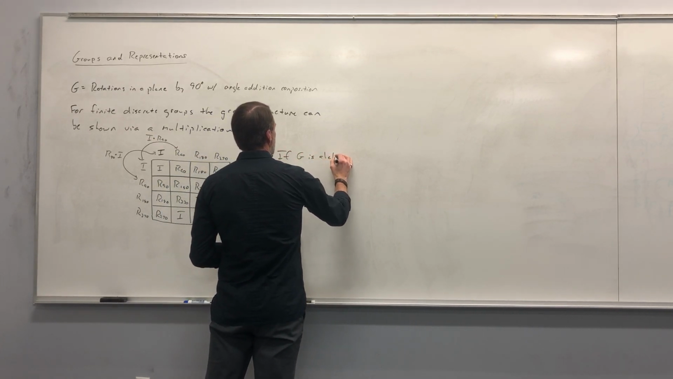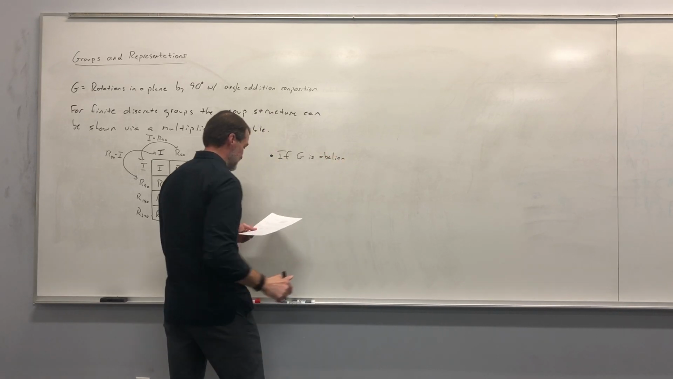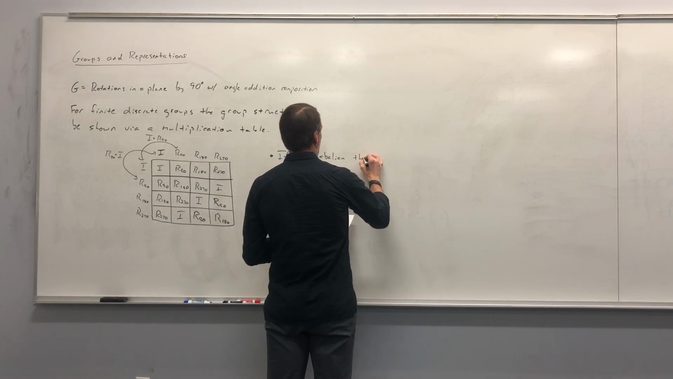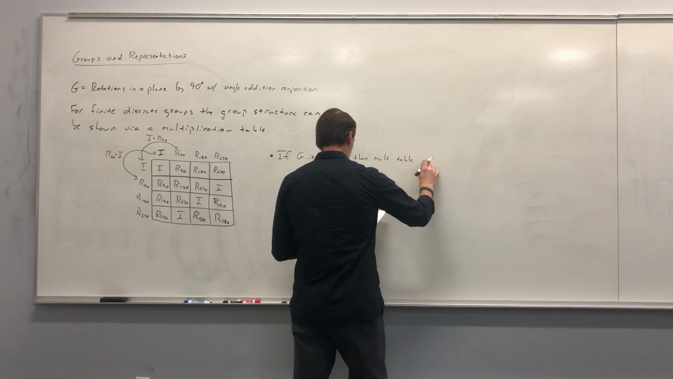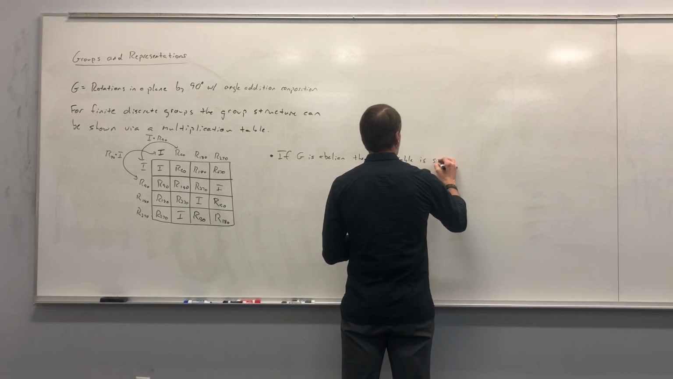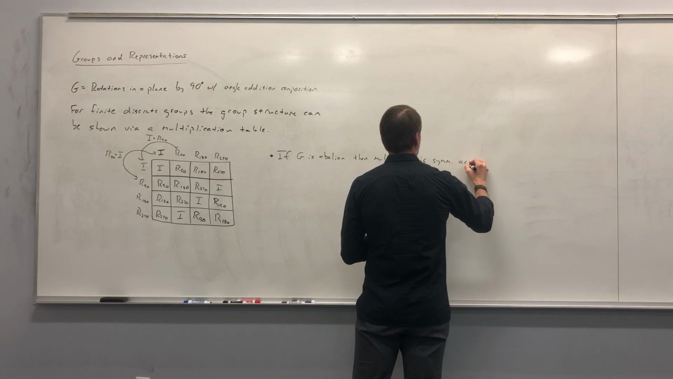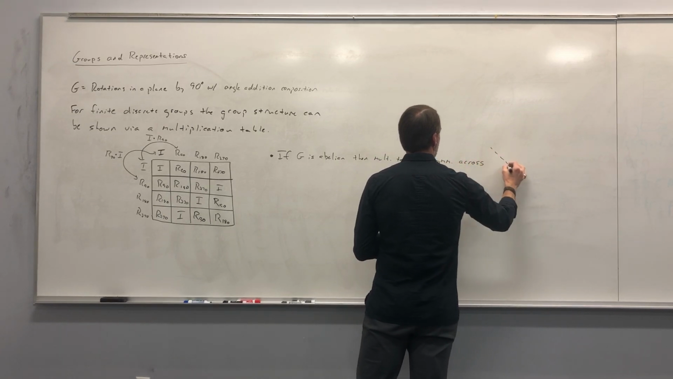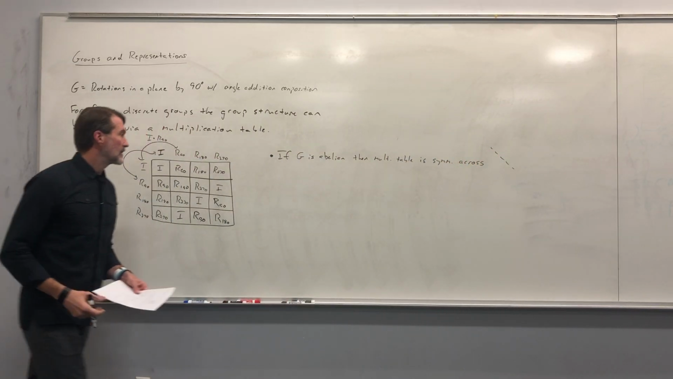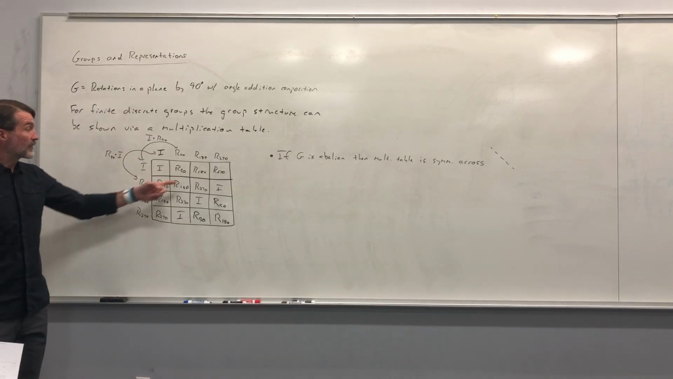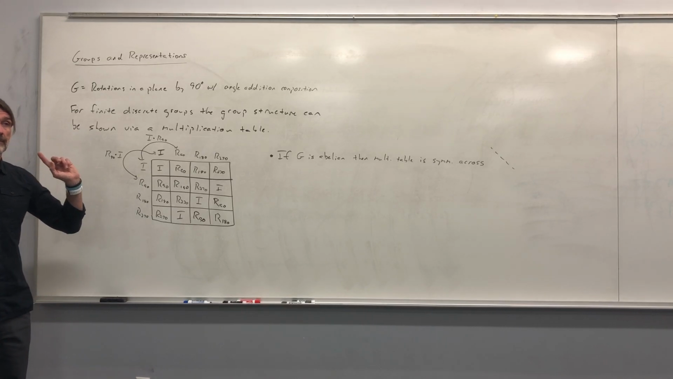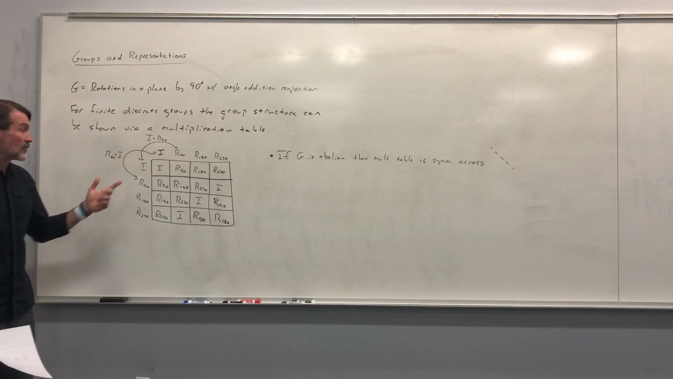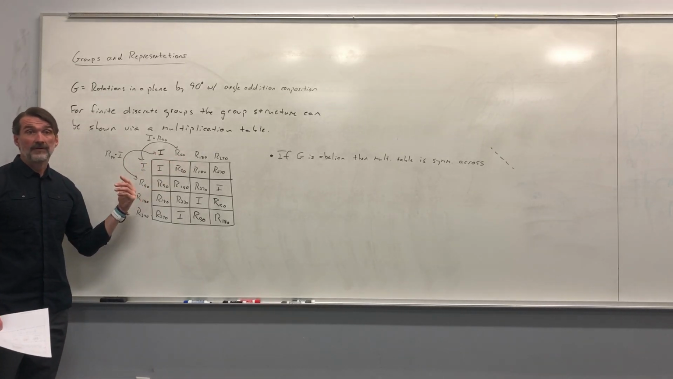If G is abelian, then the multiplication table is symmetric across the diagonal. Okay. This is an abelian group, so it's symmetric if I flip everything across the diagonal. If it's a non-abelian group, then it's not symmetric.